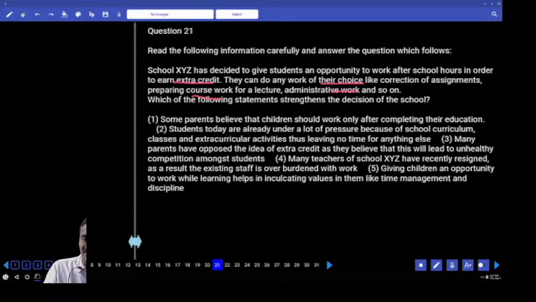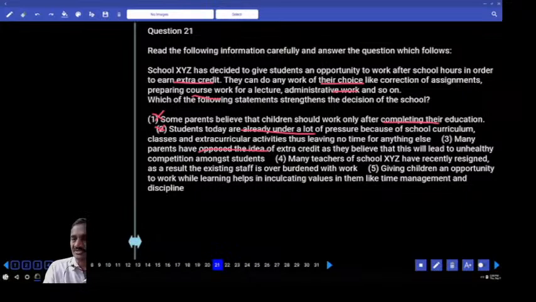Strengthening the decision of the school means it is in support of the school's decision. First one, some parents believe that children should work only after the completion of their education. Hence, as the parents are not willing to allow their children to work, it is not supporting that claim. Second, some students today are already under a lot of pressure, so they may not be able to handle some more work. This is also not supporting. And third one, many parents have opposed the idea, so it is not supporting the above idea.